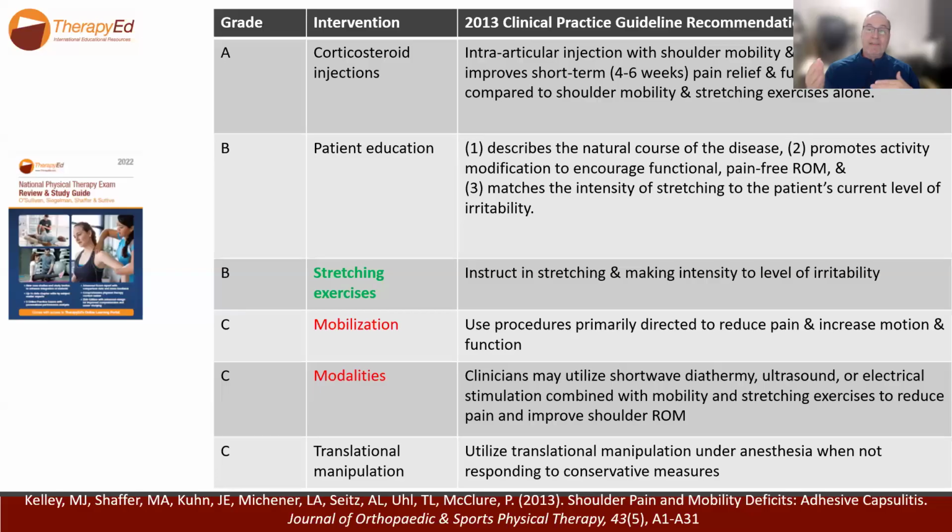And so, yeah, grade B evidence, stretching exercises, and patient education. And that trumps grade C level evidence, which would include the joint mobilization and then modalities. And we had a couple of answer options that were modalities. All right. So, yeah, we need to, right? We need to be familiar with what the evidence says for questions like this on the NPTE.